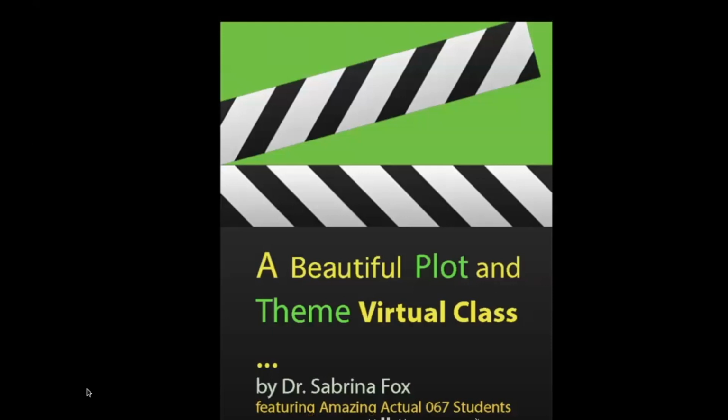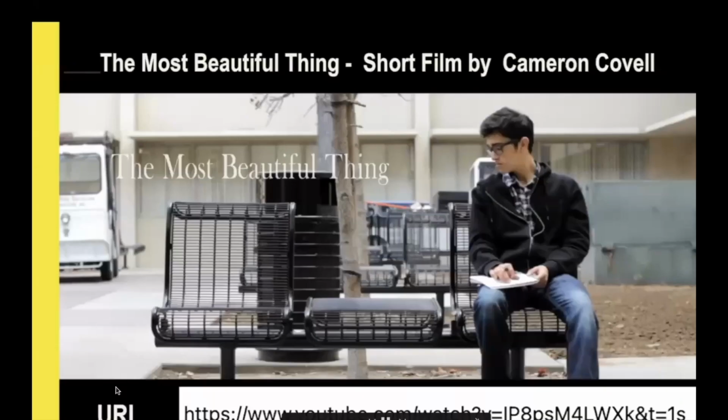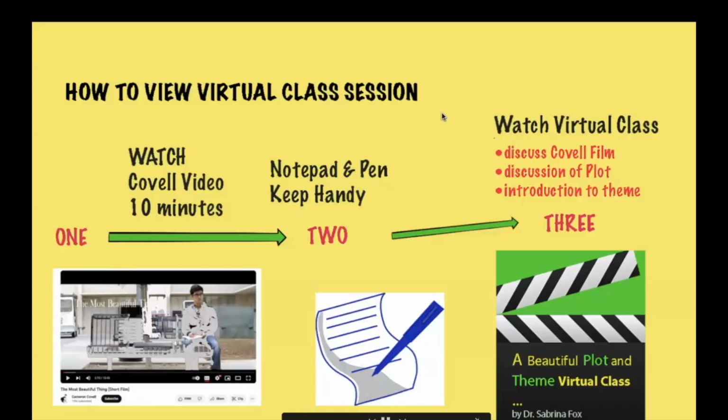This tutorial, called A Beautiful Plot and Theme, is a virtual class that shows you a short film that's 10 minutes, followed by a discussion with actual students about plot and theme. The story is called The Most Beautiful Thing. It's a short film by Cameron Covell. It's 10 minutes. Watch that film, grab a notepad, and then get ready to participate virtually in the discussion with the students who actually did the film with me. And then you will know more about plot and theme.